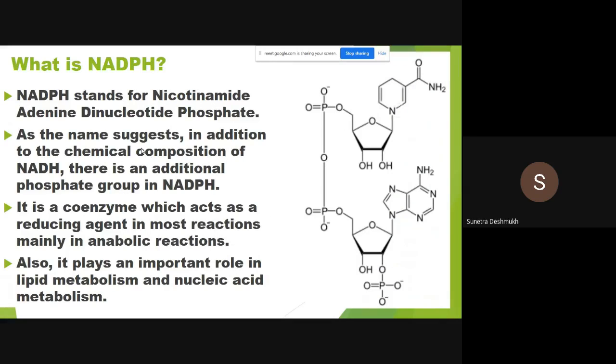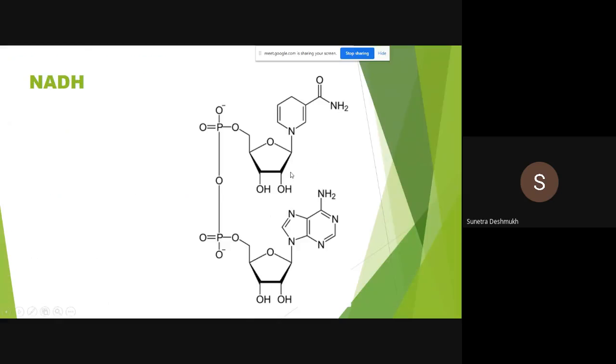Okay. So NADPH stands for nicotinamide adenine dinucleotide phosphate. As the name suggests, in addition to the chemical composition of NADH, there is an additional phosphate group in NADPH. So here is the additional phosphate group compared to the NADH. So here is the NADH structure.